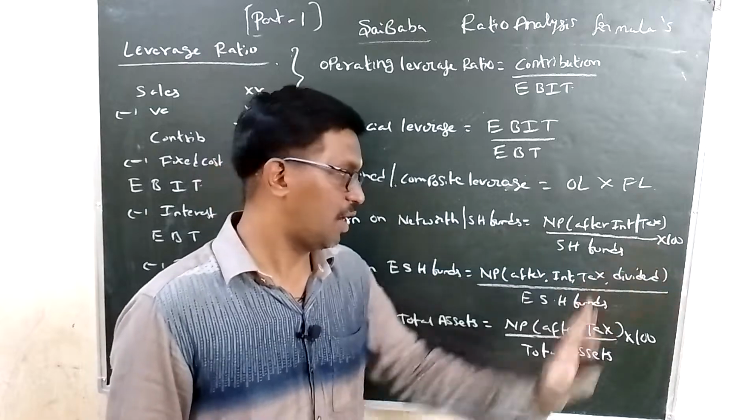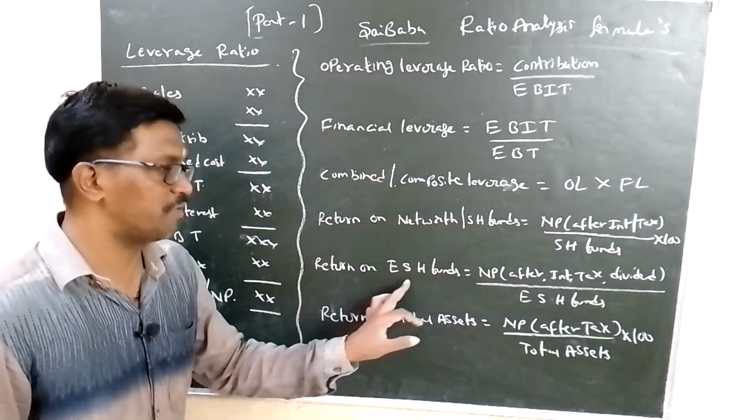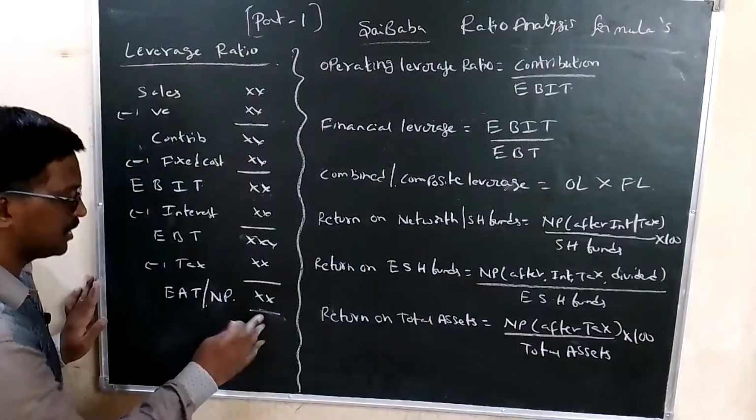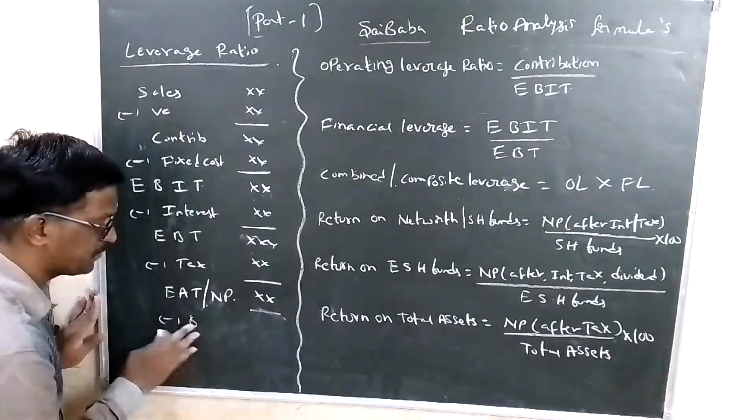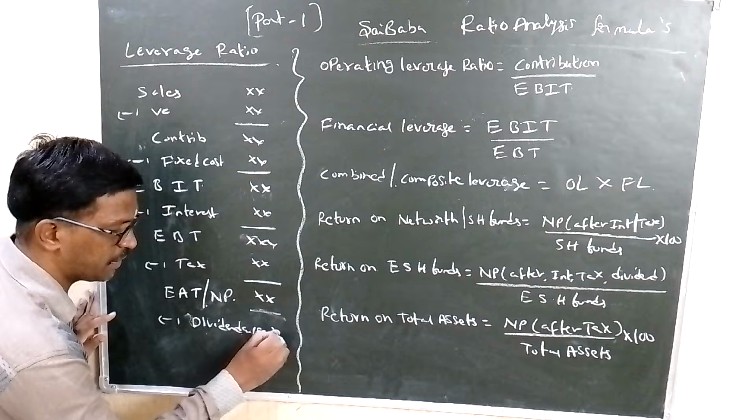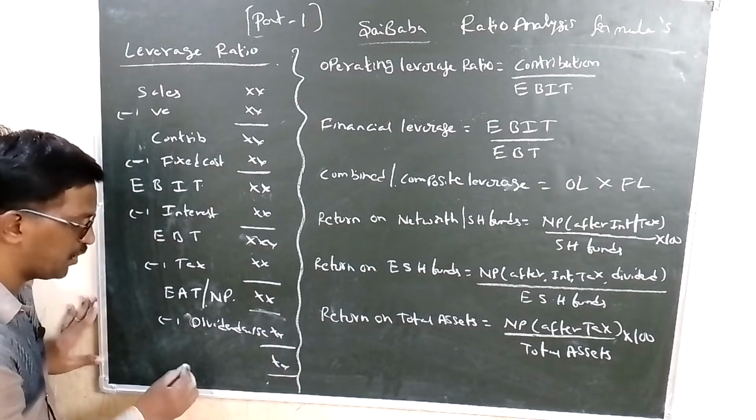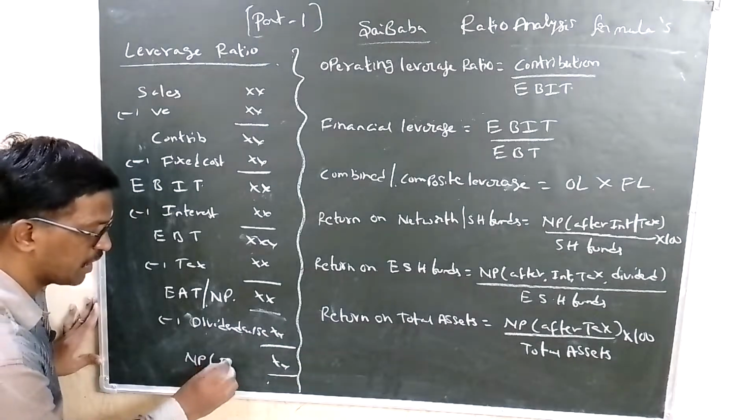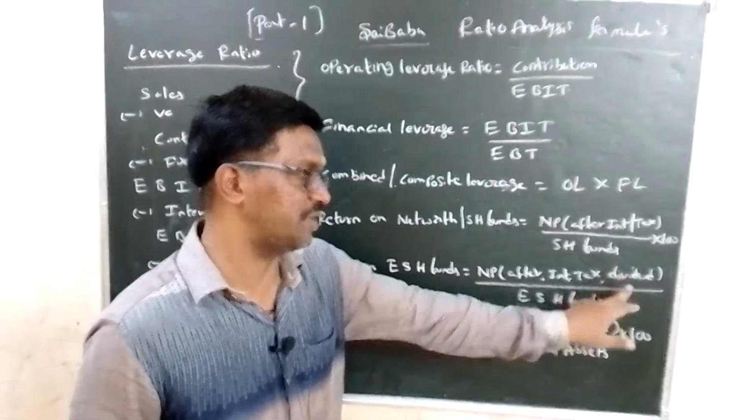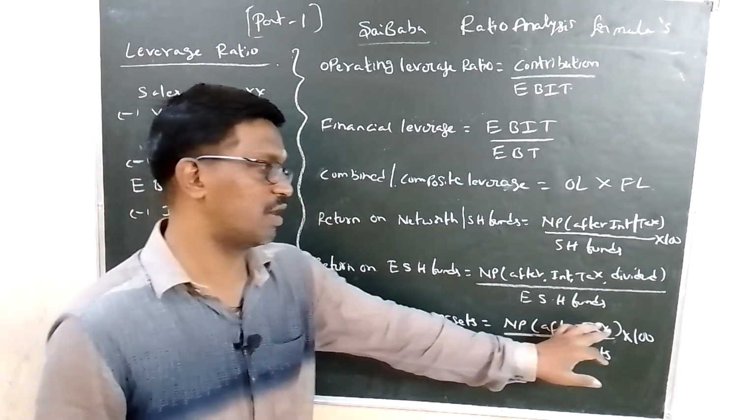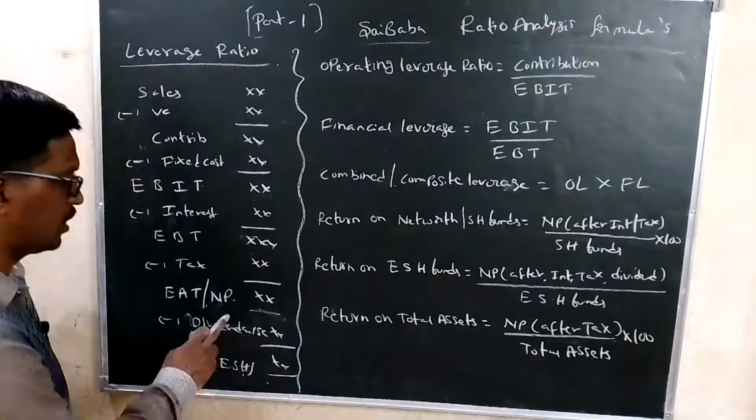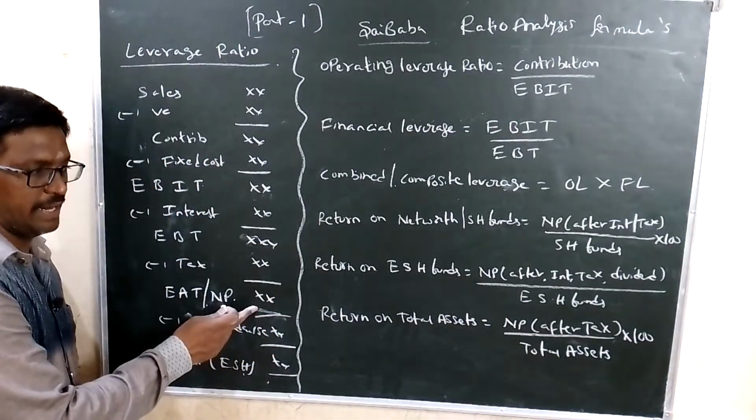Okay, next, return on equity shareholders' funds. Here, net profit after tax minus dividend on preference share capital gives the profit to equity shareholders. So net profit after interest, tax and dividend, by equity shareholder funds. Okay, return on total assets: net profit after tax, before the dividend, by total assets into 100.